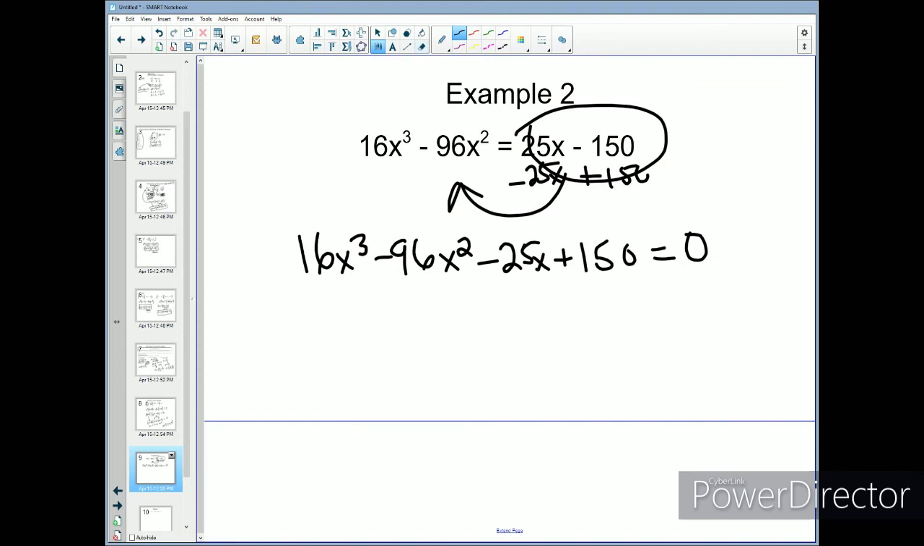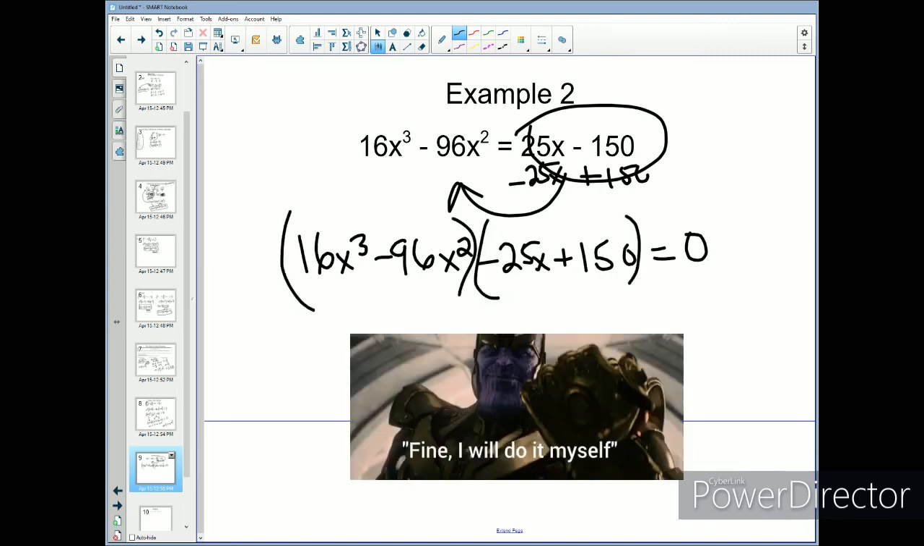16x cubed minus 96x squared. Okay, we got a 4-term polynomial here. You know what we're gonna do? We're gonna factor by grouping. Do it on your own. You can. I believe in you.